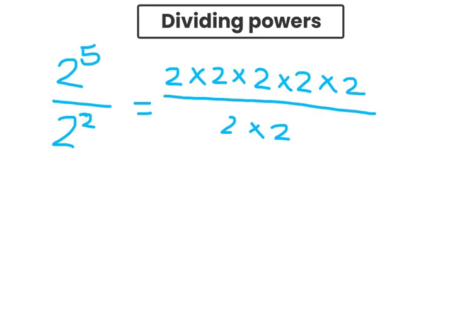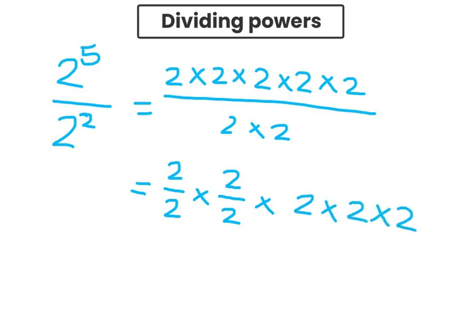A way that we can rewrite this is we can split this fraction, right? So this is the same as 2 over 2 times 2 over 2 times 2 times 2 times 2, right? Or you can imagine that these 2s are just 2 over 1, 2 over 1, 2 over 1. And the reason why I say these are the same is, remember, to multiply fractions, you multiply all the numerators together and you multiply all the denominators together.